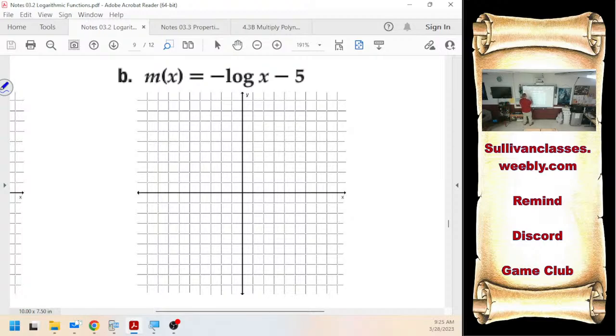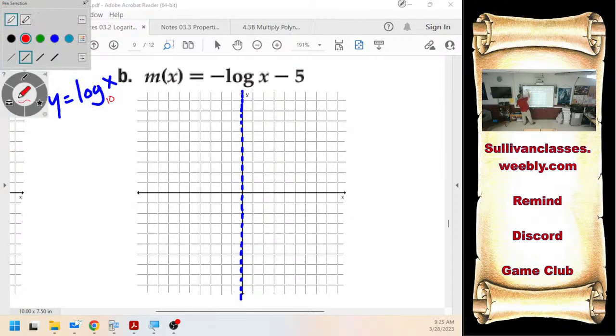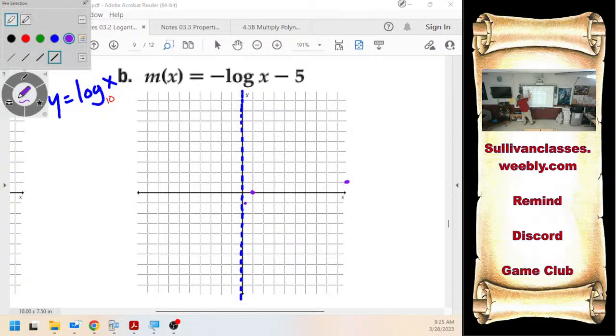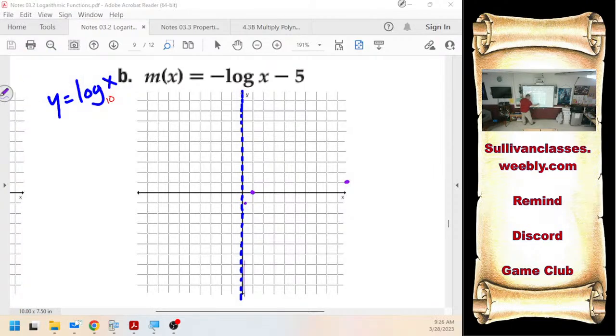Okay. Normal log. Normal y equals log x has a base 10. So I use powers of 10. 10 to the 0 is 1. 10 to the first is 10. 10 to the negative first is a 10th. So here is OG, mathematical daddy.